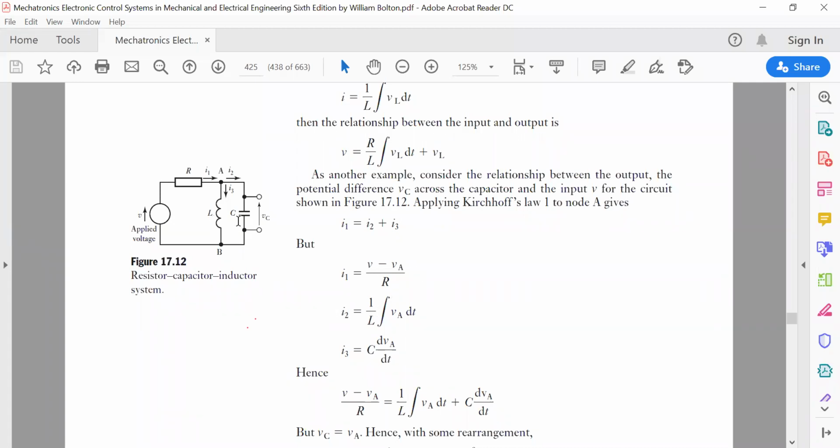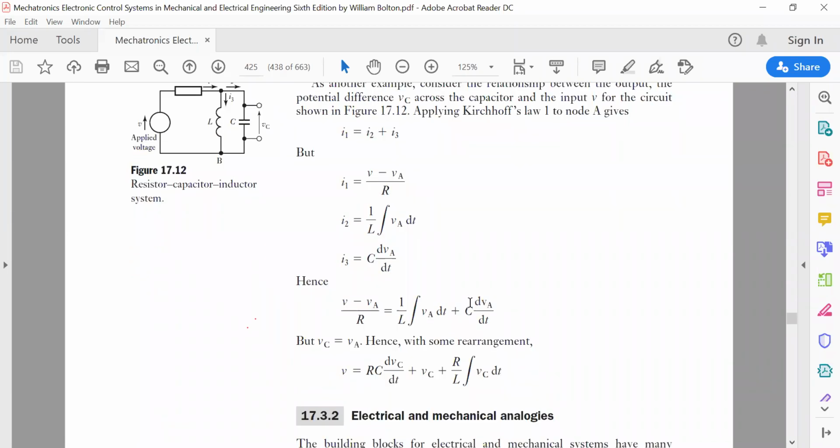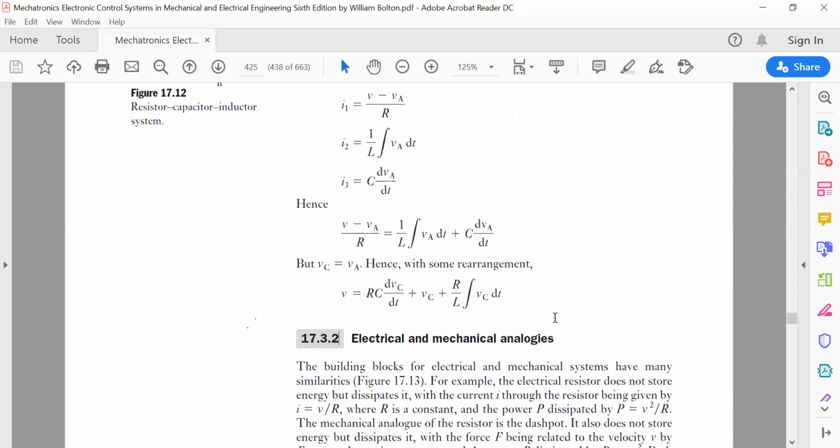And I2 is the current which is available over here, which is 1 by L integration of VA dt, which was there on the inductor. And I3, which is passing through the capacitor, would be C dV by dt. All these building block elements have already been shown in the previous table. So we have used this and replaced I1, I2, I3 in the above equation. So finally, this is what we are getting. This is the final equation in terms of the output voltage VC. So you can use these analogies.